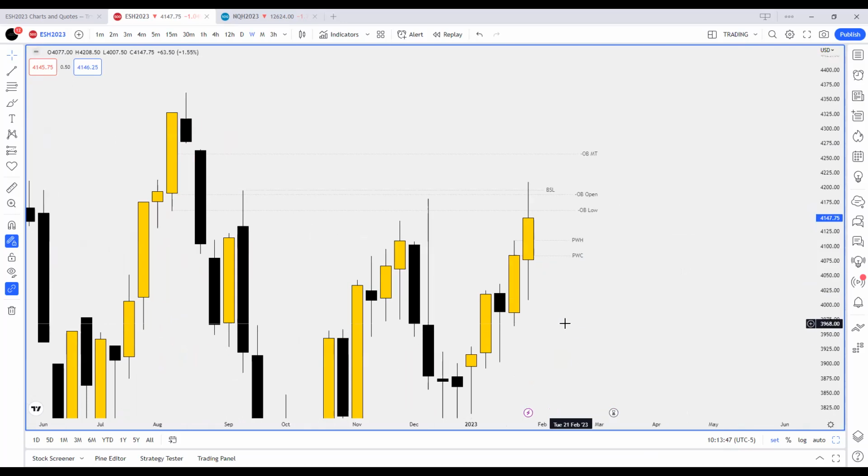It kind of looks like we're still in the middle of a move higher. I am still bullish. Just because we took out that liquidity does not mean that I am immediately switching sides to bearish. I need price to show me that it needs to shift otherwise. So I still am bullish on ES.